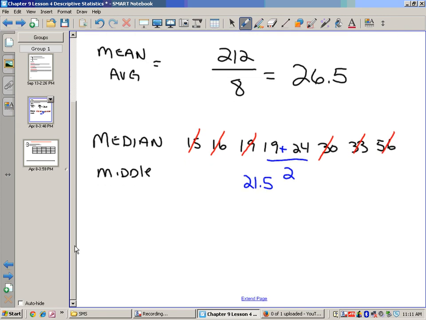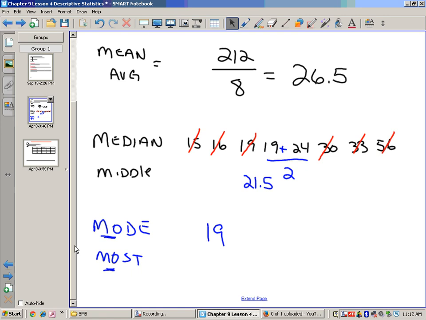Our mode is next. Another word we use for mode is most. So you notice MO. Sometimes that's easy to remember. And do we have a number that shows up the most? And we do. That is 19 shows up the most. It shows up twice.